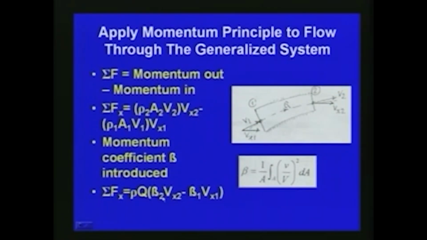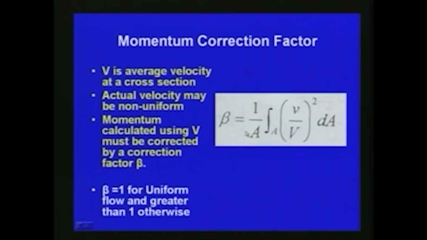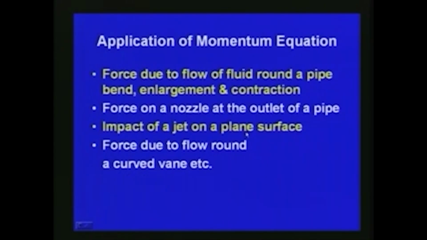sigma Fx is equal to rho Q into (beta 2 Vx2 minus beta 1 Vx1), where sigma Fx is the total external force on the control volume, which is equal to the linear momentum change with respect to the system. Here beta is the momentum coefficient, or momentum correction factor, as we have seen. And then we were discussing the applications of momentum equations.